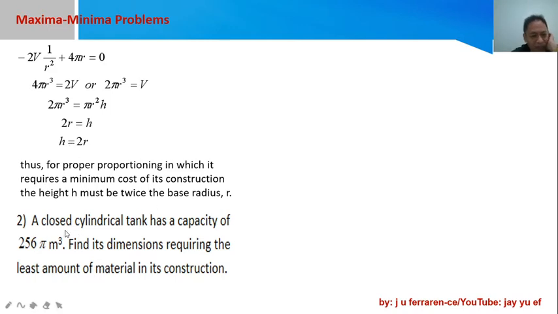So, you are given a situation here where you have the same tank, a closed cylindrical tank, but the capacity of which is already specified. So it is a fixed volume, but with a specific value. The volume of the tank is 256 pi expressed in cubic meters. Now, you are required to find the dimensions requiring the least amount of material.